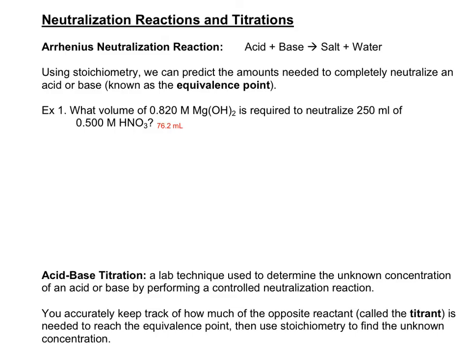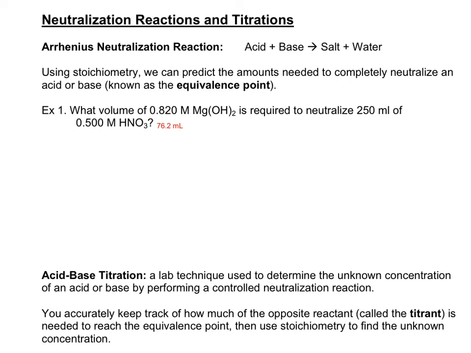Using stoichiometry, we can predict the amounts needed to completely neutralize an acid or base. When we mix them in stoichiometric ratios so that there's no reactants left over, this is known as the equivalence point in the reaction. Remember that an Arrhenius neutralization reaction is represented by this general equation. When you react an acid and a base together, you get a salt and water made. This is a double displacement neutralization reaction. Let's try out a stoichiometry example.